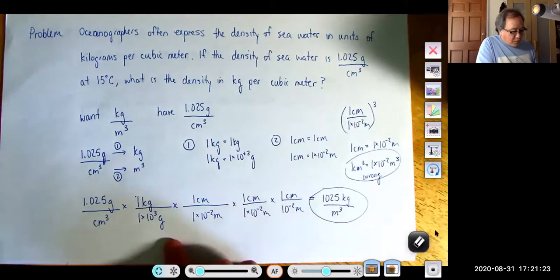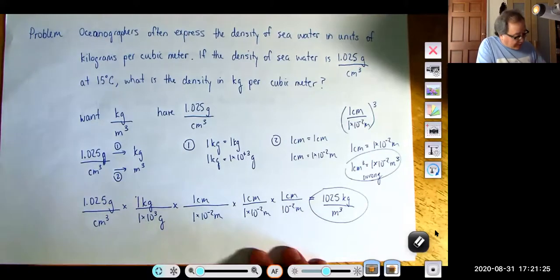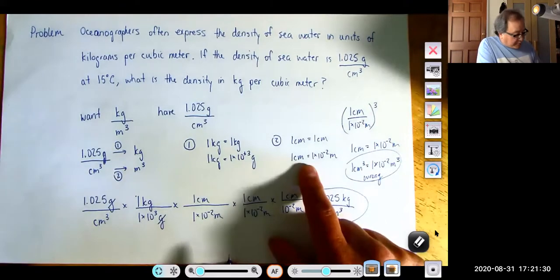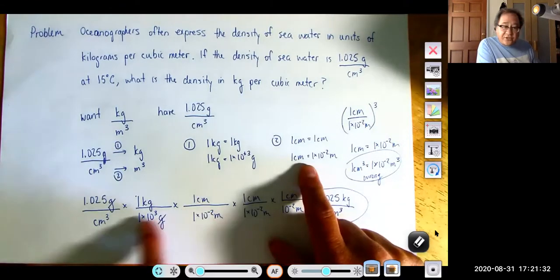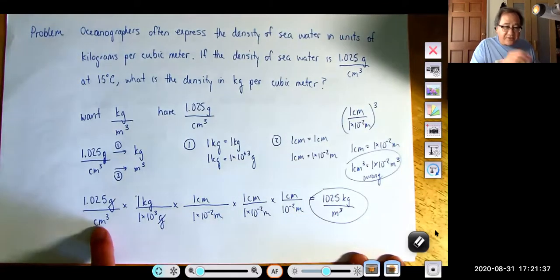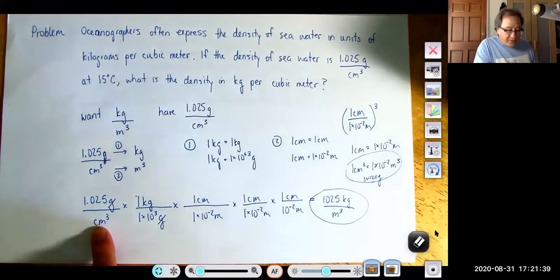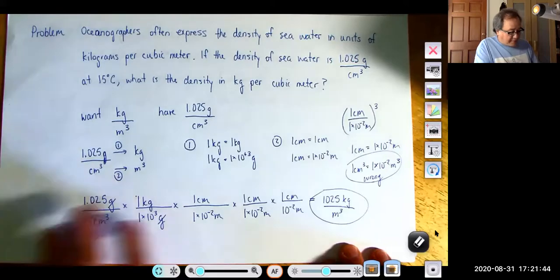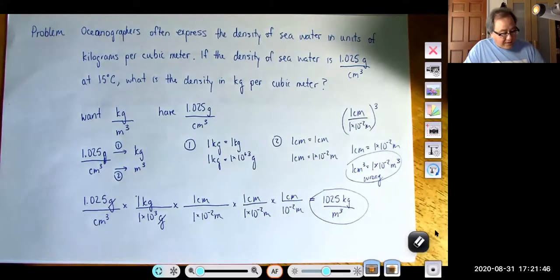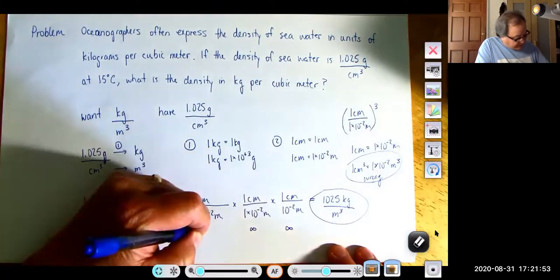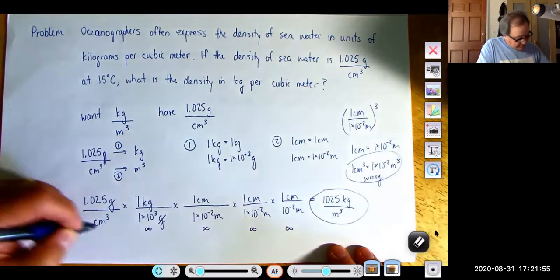First, I multiply by 1 kilogram over 1 times 10 to the third grams, so grams cancel. Then I use this conversion, and I put centimeter on top so that it'll cancel with centimeter. Now, there's 3 centimeters down here, so that's centimeter times centimeter times centimeter. So I'm going to have to use this 3 times. And when I use this 3 times, my final answer is 1,025 kilograms per meter cubed. This has infinite sig figs in the conversions, and 4 in the measurement.